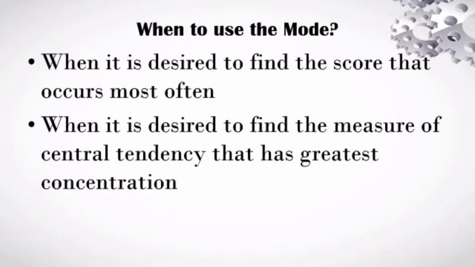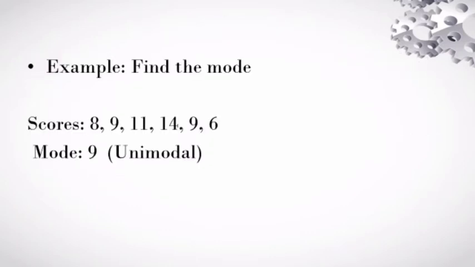When to use the mode? When it is desired to find the score that occurs most often, and when it is desired to find the measure of central tendency that has greatest concentration. Let's do an example. Find the mode of the following raw scores: 8, 9, 11, 14, 9, and 6. As we can see, 9 is the most frequent number in the raw scores and is only one pair, so it is a type of mode that is unimodal.